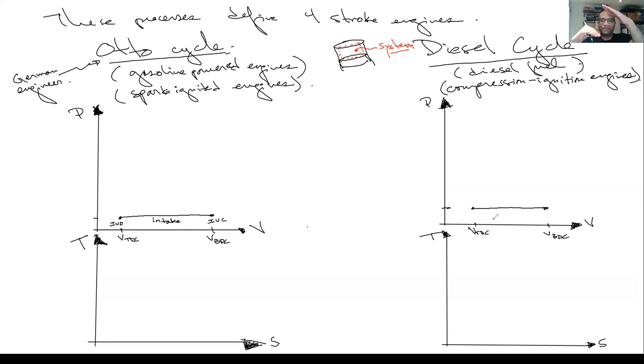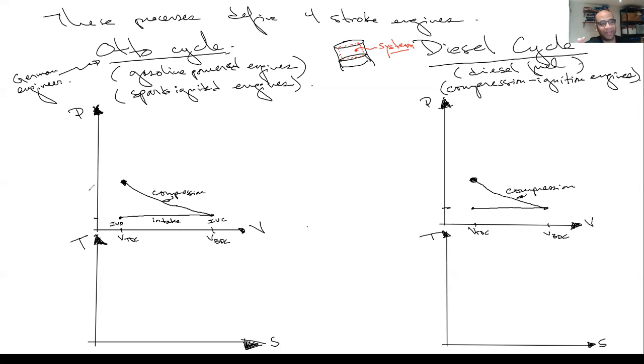All right. We've sucked in material. We close the intake valves. Now all the valves are closed. And now we compress the material. Well, now when the piston comes in, it starts pushing it in. The pressure has to go up. Like this. So this is the compression stroke. And the same thing happens for the diesel cycle. Compression, it's this line over here.